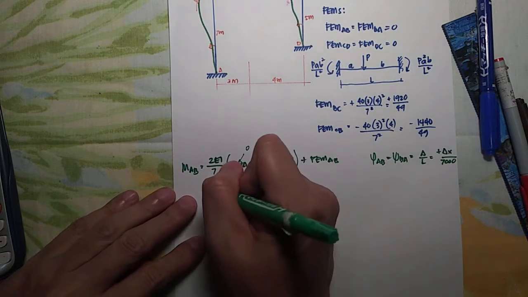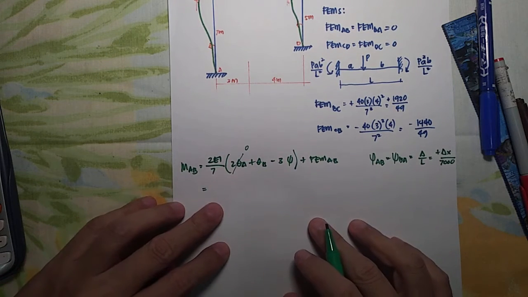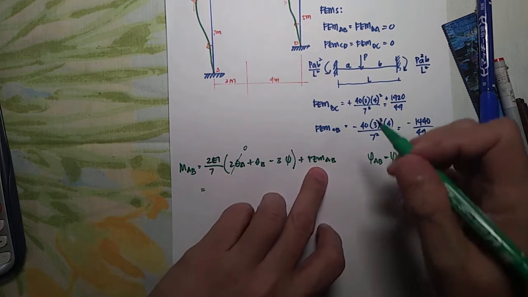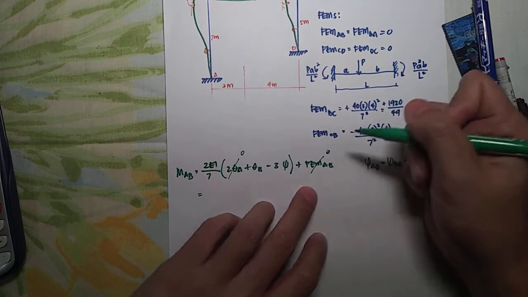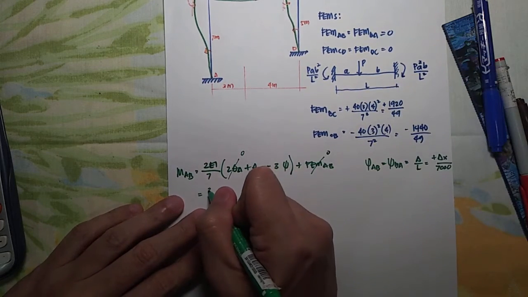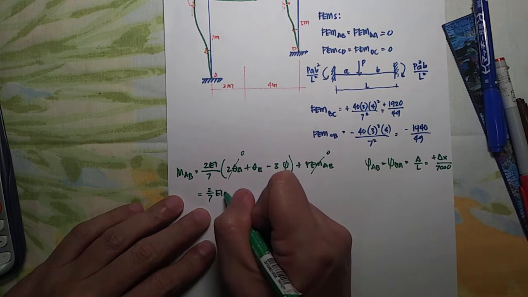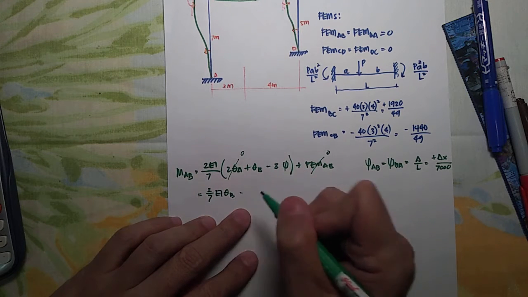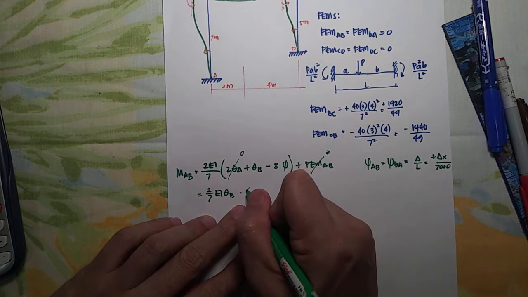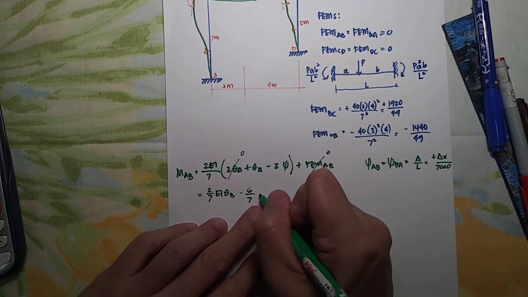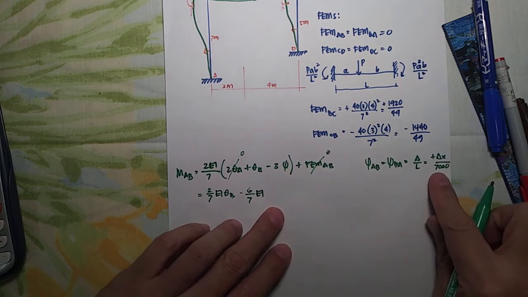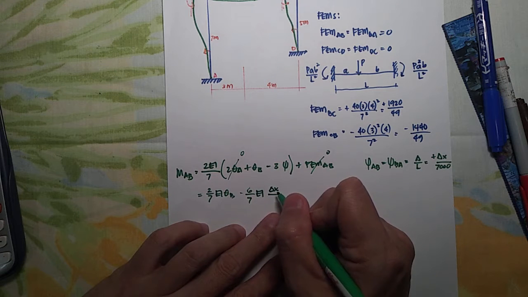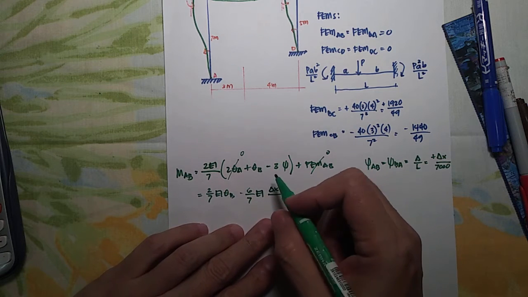Okay, so if we substitute it here, again, the fixed end moment for AB is 0. So what is left is 2 over 7 EI theta B, then minus 3 times 2 is 6, so we have 6 over 7 EI psi, and psi is delta x over 7,000.